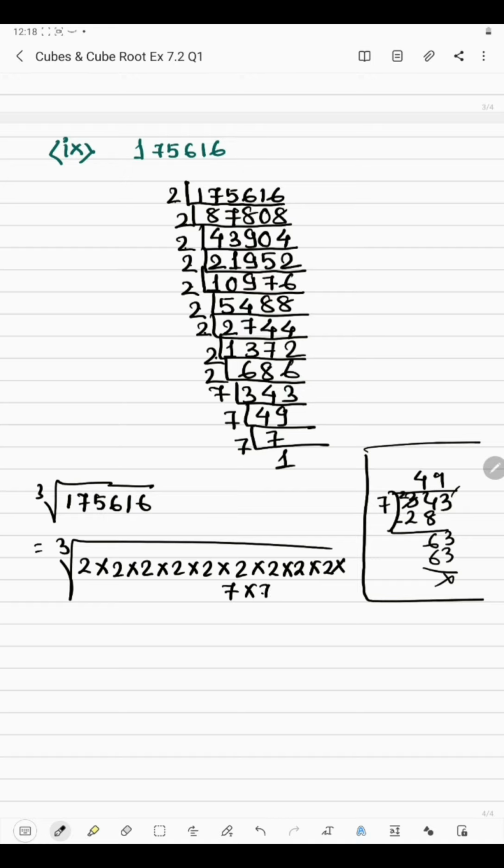Now we will make groups of 3. From these 3 2's we'll take 1 2. Then from these 3 2's we'll take 1 2. From these 3 2's we'll take 1, and then from these 3 7's we'll take 1 7. So 2 2's are 4, 4 2's are 8, 8 7's are 56. So the cube root of 175616 is 56.